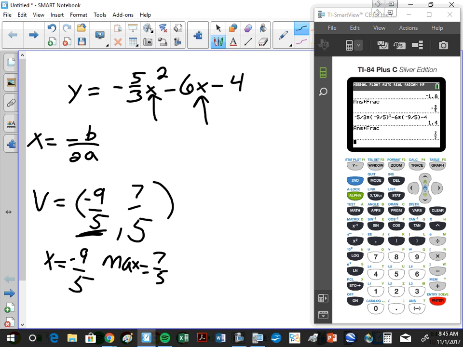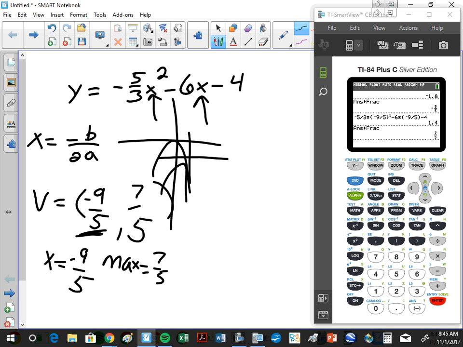Okay, so we know that the parabola is upside down, and it looks something like this. Here's the axis of symmetry. Here's the maximum. What is the domain? All real numbers. What's the range? The range would be from the bottom up: negative infinity to 7/5.